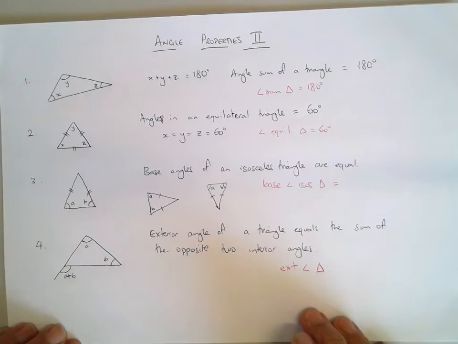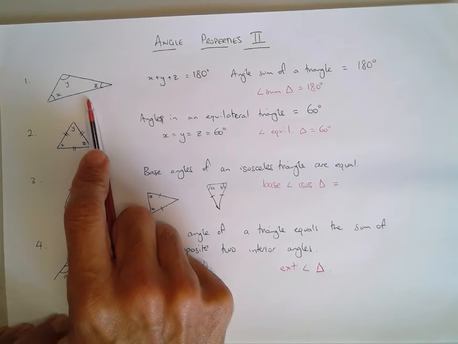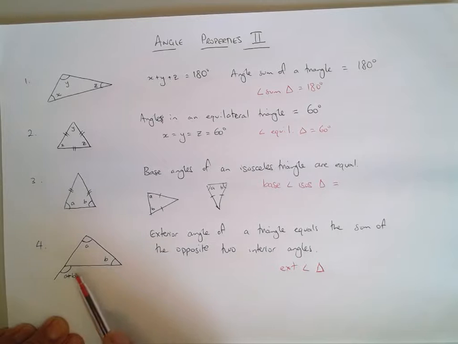Okay. Now, why does it equal the sum of these two? Why is this equal to the sum of these two? Well, these three here make 180 degrees by our first one, and if you can remember from our earlier video, these two here, that's on a straight line, so that's going to make it 180 degrees. So this plus this here is 180 degrees, and this plus these two is 180 degrees. So this must be equal to these two.